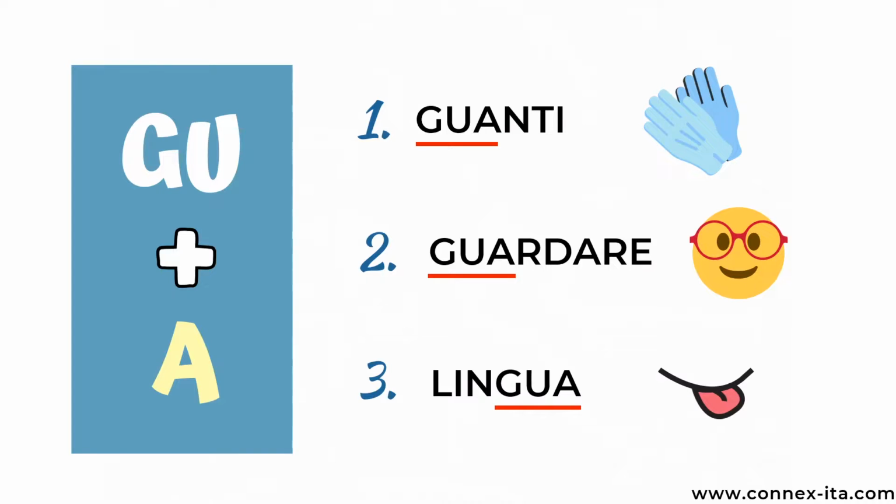In the next example, the sound gu is followed by the vowel A, which in Italian is a, a. So again, you pronounce all these three as separate letters, like this. Gua, gua. Let's read these words together. Guanti, guanti means gloves. Guardare, guardare is the verb to watch. Lingua, lingua is the tongue. Guanti, guardare, lingua.